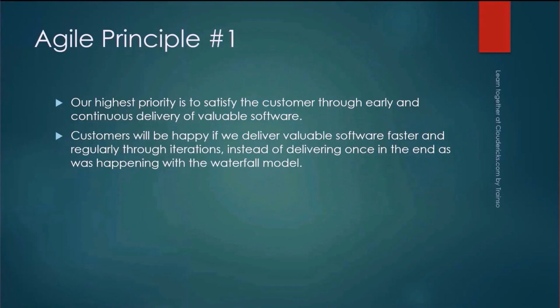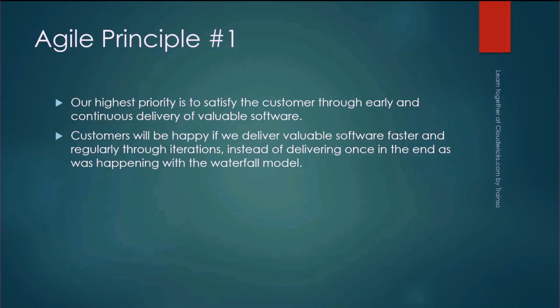Agile principle number 1. Our highest priority is to satisfy the customer through early and continuous delivery of valuable software. Customers will be happy if we deliver valuable software faster and regularly through iterations instead of delivering once in the end, as was happening with the waterfall model. So what is the highlight here? Early and continuous delivery of valuable software.